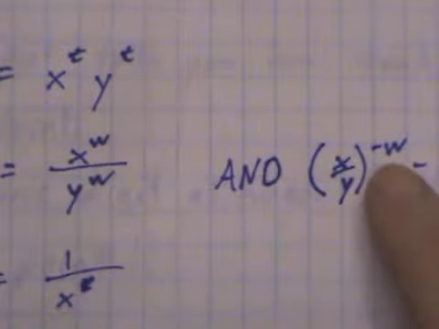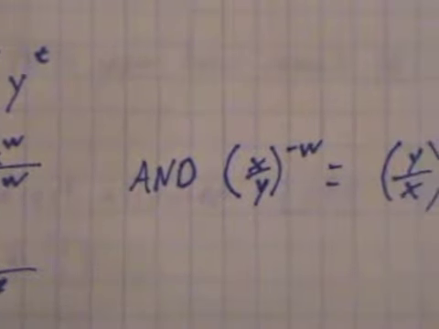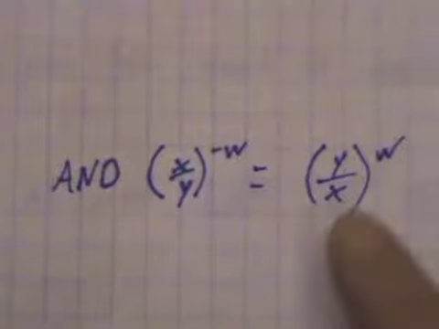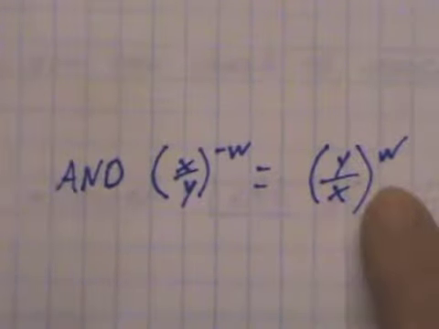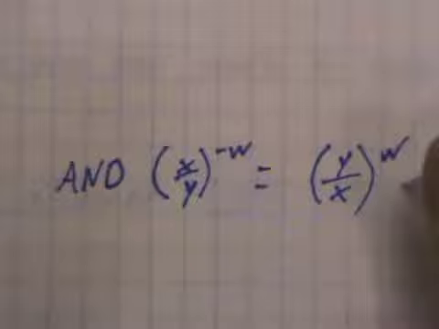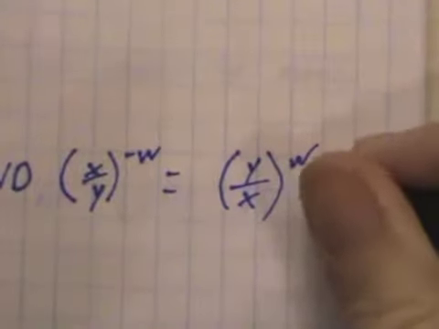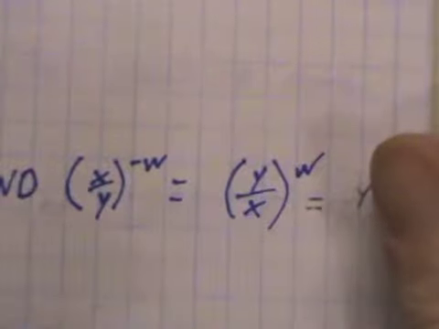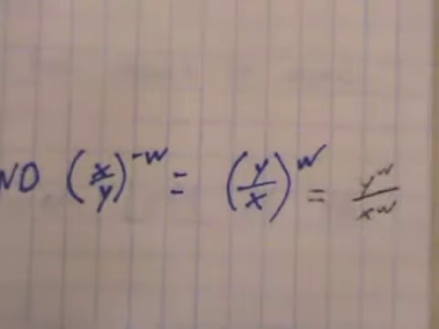Now, I'm going to scooch over this way because there's a second part to this. X over y to the negative w, look at that, just flip it over, equals y over x to the w. Which, of course, according to the rule that I just gave you, equals y to the w over x to the w.